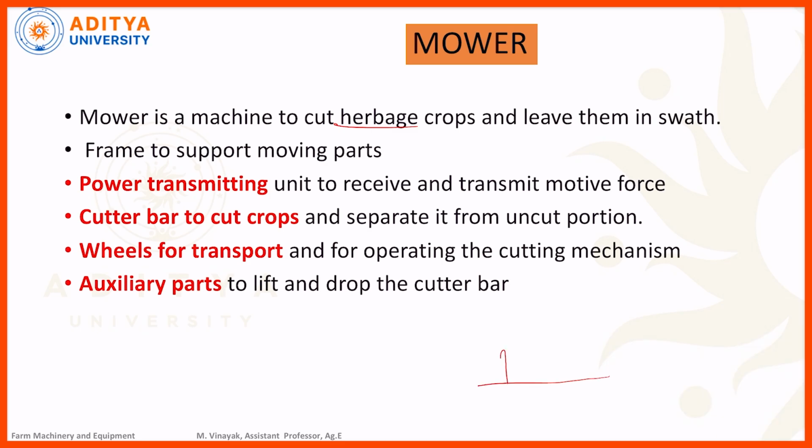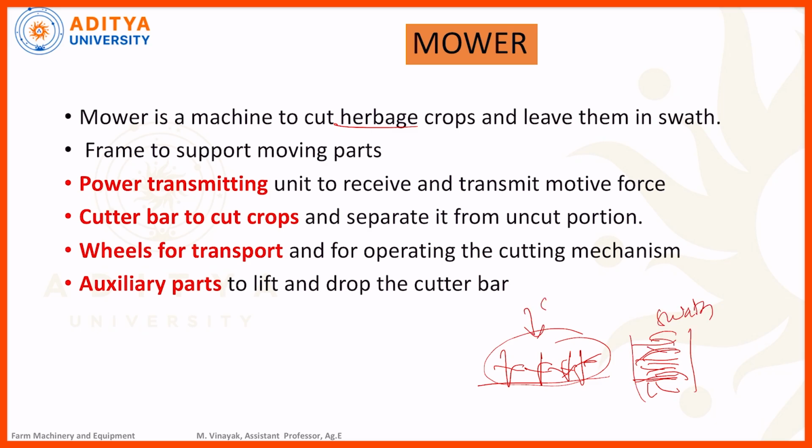Suppose the crop material is here. The mower is a machine to cut this crop and leave it as a swath, keeping it to the side in a row manner. This is called a swath. This is the standing crop material. The mower is a machine to cut the crop and leave it as a swath.